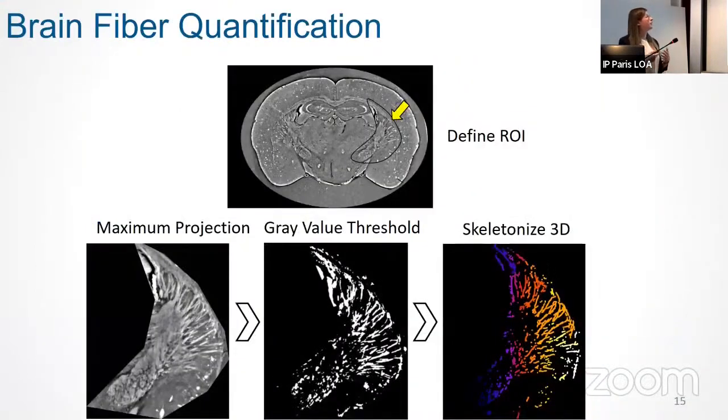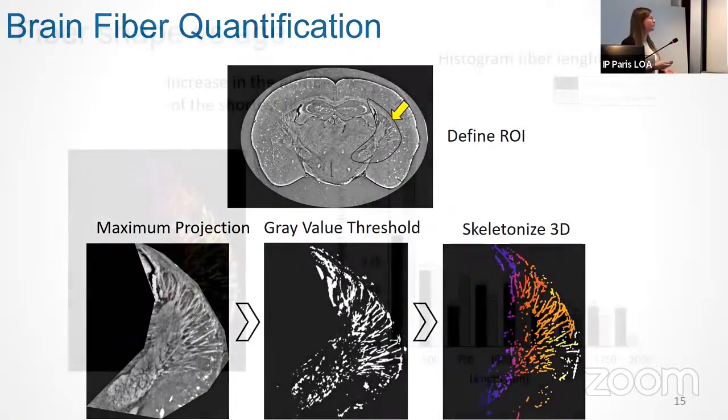So the first step was to quantify the fibers inside the brain. This is the image analysis we perform on the image. We define an ROI. We project the maximum inside the tissue and inside the volume. We threshold with the intensity value, and then we apply the skeletonize plugin to measure the length of the fiber inside the volume.